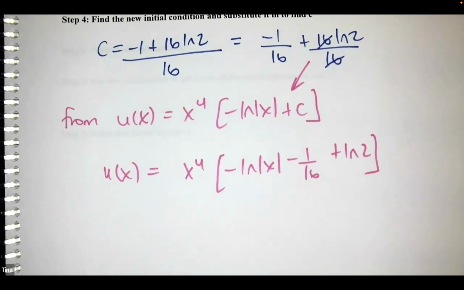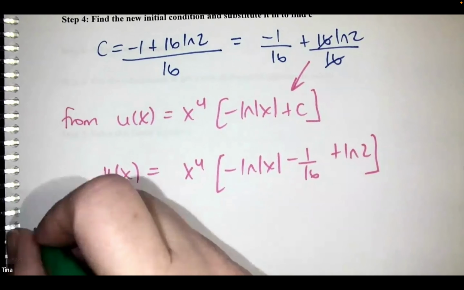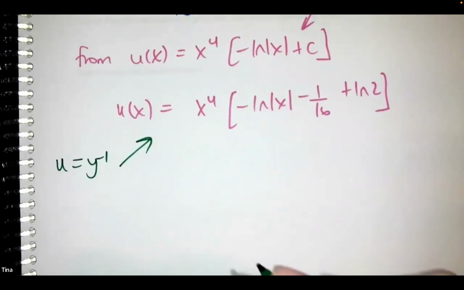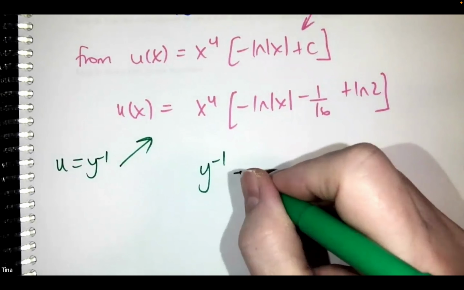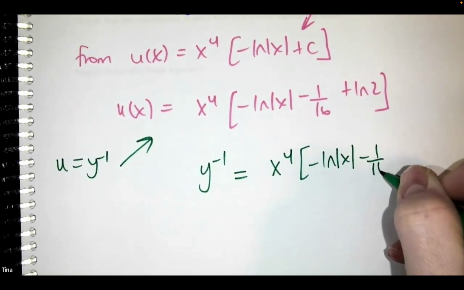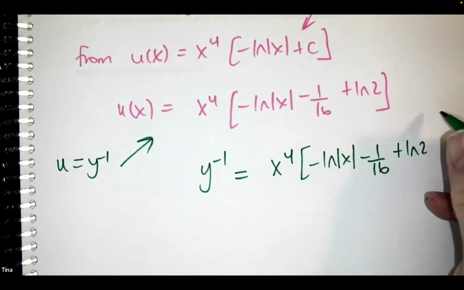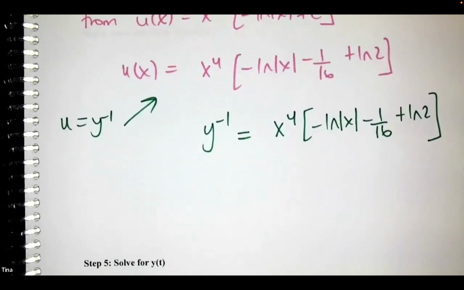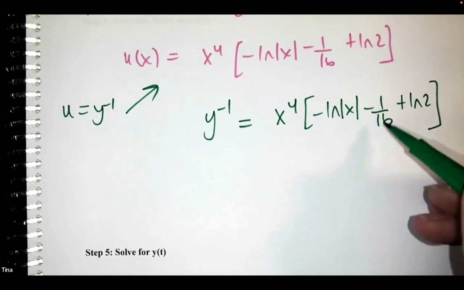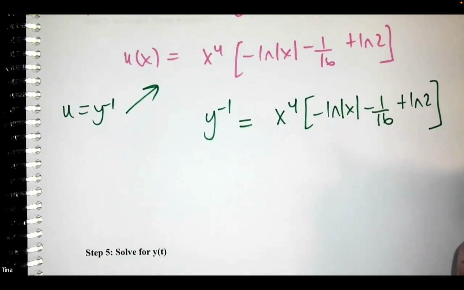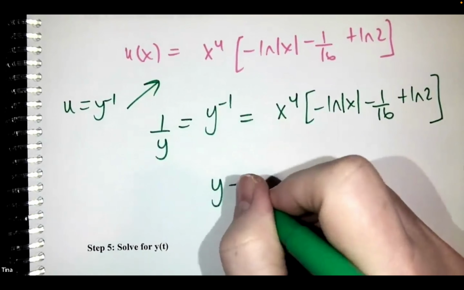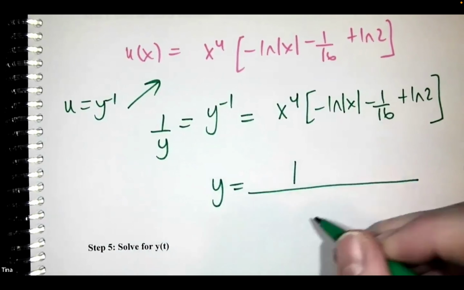So now remember, what was your u from the very start? U was y negative 1. So now we can just finish getting y. So if y negative 1 is this, right here, then we can say this is like 1 over y. So, 1 over y is this, and y is 1 over this.